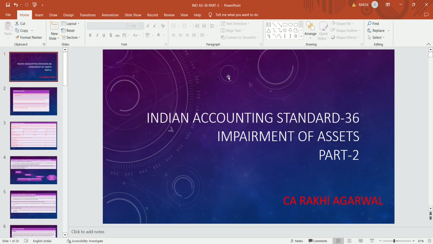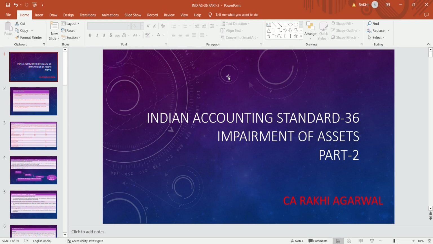Those three assets are goodwill, which is acquired in a business combination, an intangible asset which has an indefinite useful life, and an intangible asset not yet available for use. For these three assets, impairment testing is done even if there is no indication, every year. And for other assets, impairment testing is required only if there is an indication.